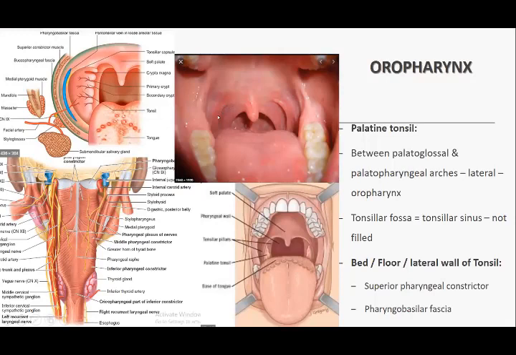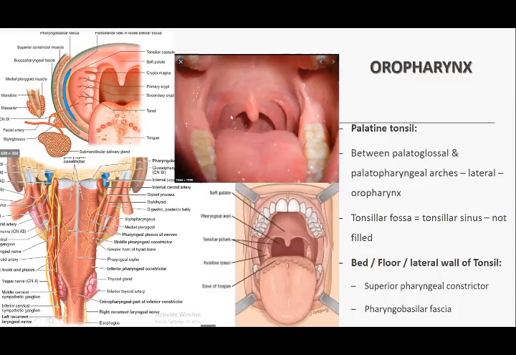You have this fold over here anteriorly, and this fold posteriorly. The anterior fold extends between the palate and the tongue, so it will be called the palatoglossal fold. Between the palate and the tongue is the palatoglossal fold. And then we have this posterior fold.